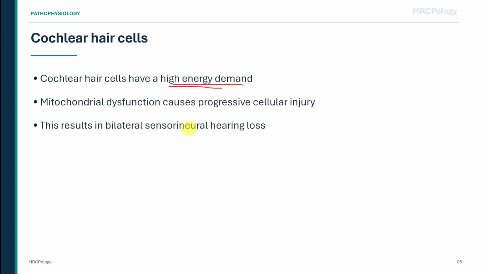MRCP trap. Do not assume that hearing loss in a patient with diabetes is simply age-related. In a relatively young, non-obese patient, especially with a maternal family history, progressive bilateral sensorineural deafness is an important diagnostic clue.